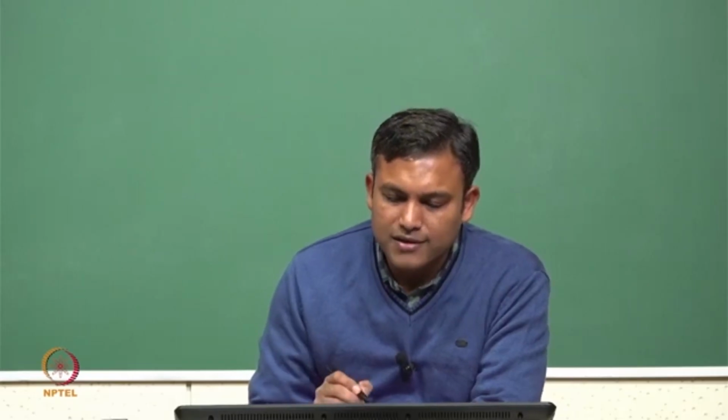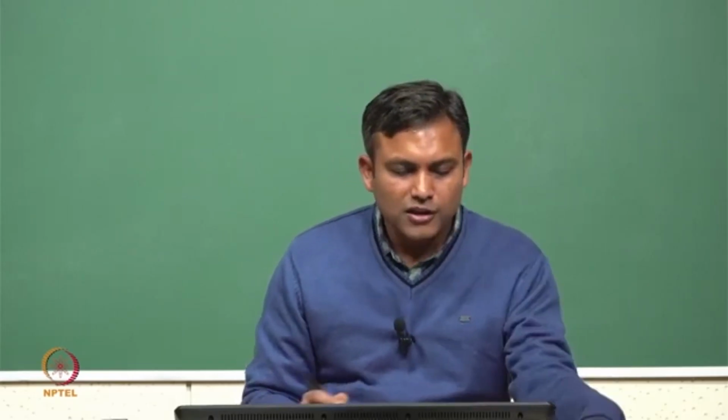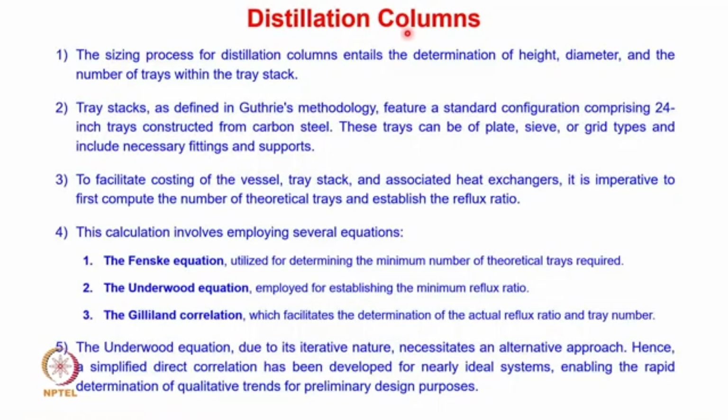Now let's extend our discussion to the next type of equipment, like distillation columns and absorption columns. When we are looking at the distillation column, the sizing process entails the determination of height. So what should be the height of the distillation column, what should be the diameter, and how many trays are there within the stack. These are the important decisions we have to make when we are doing the sizing of the distillation column.